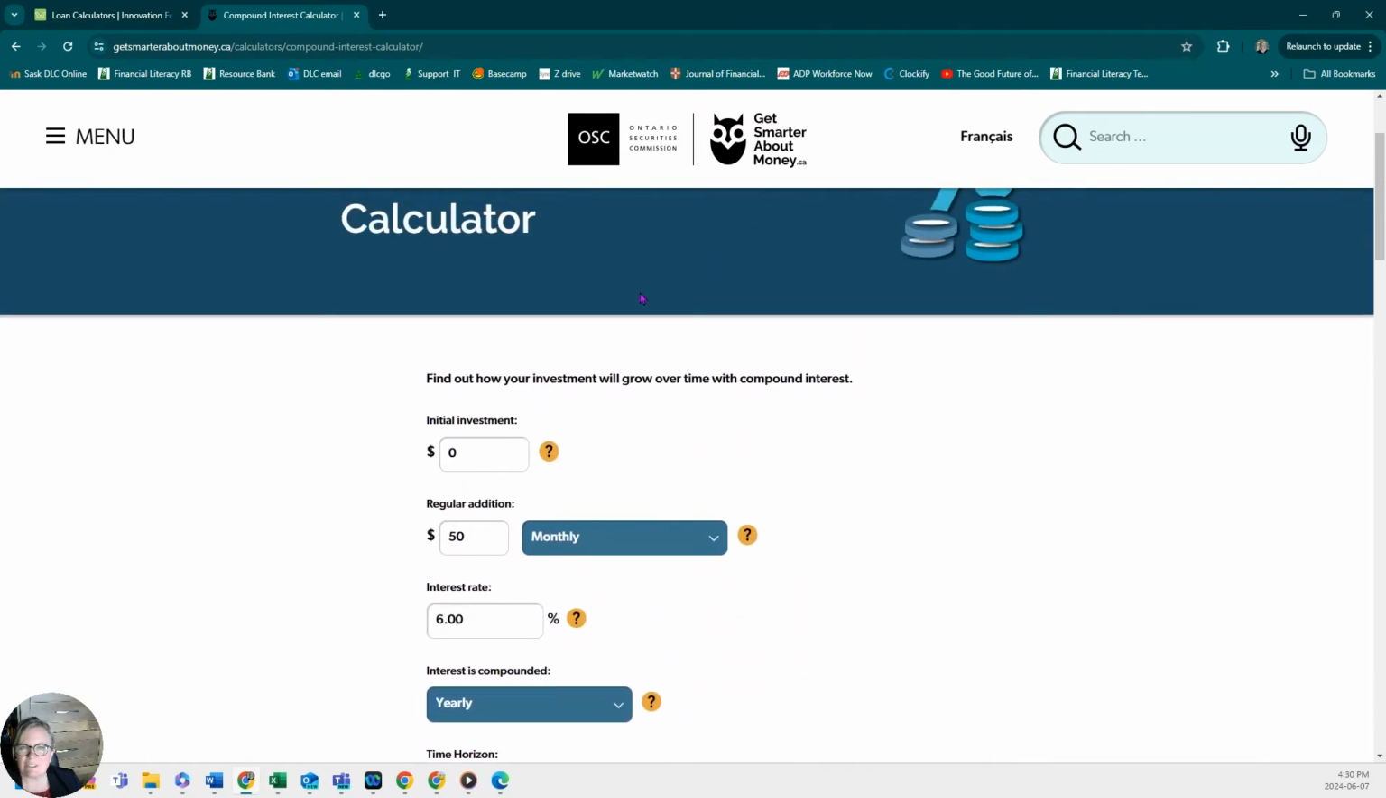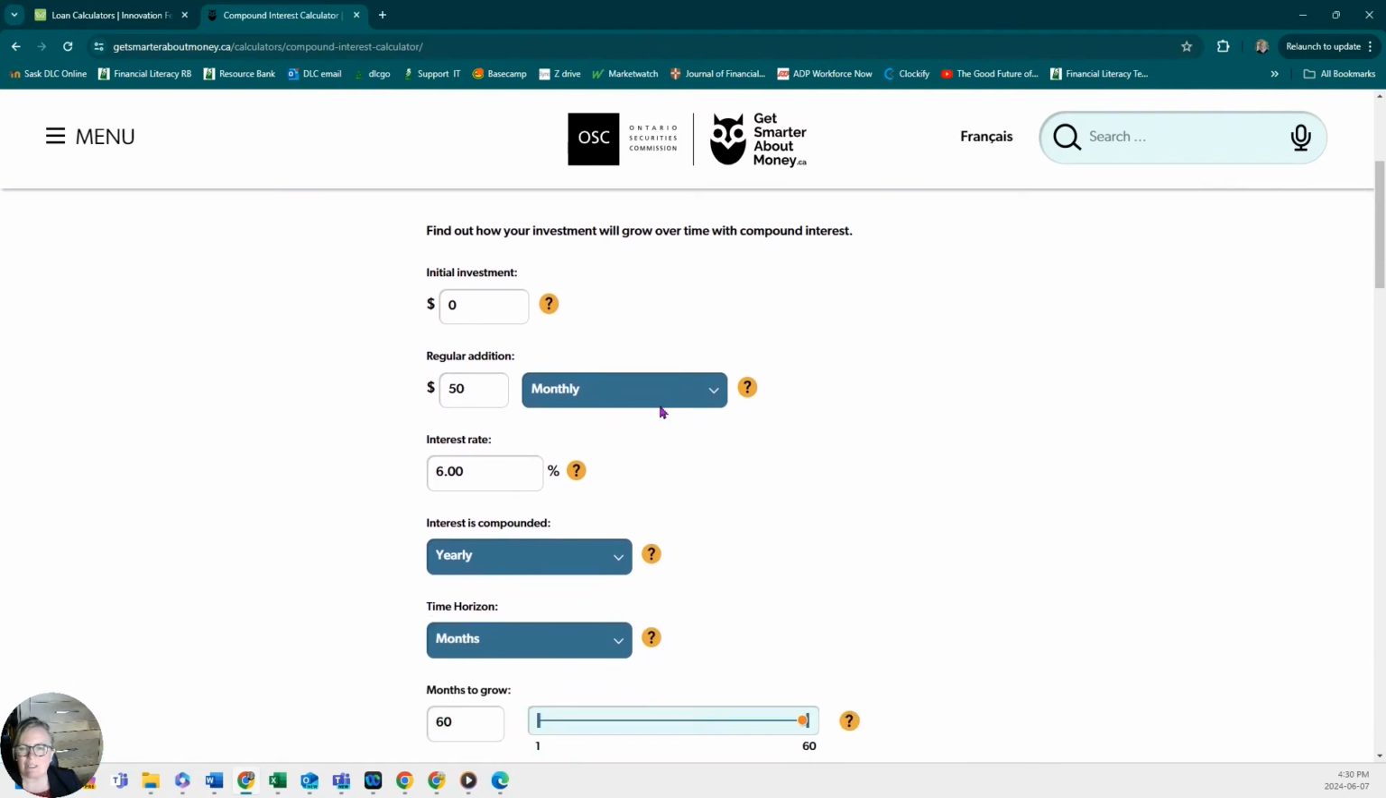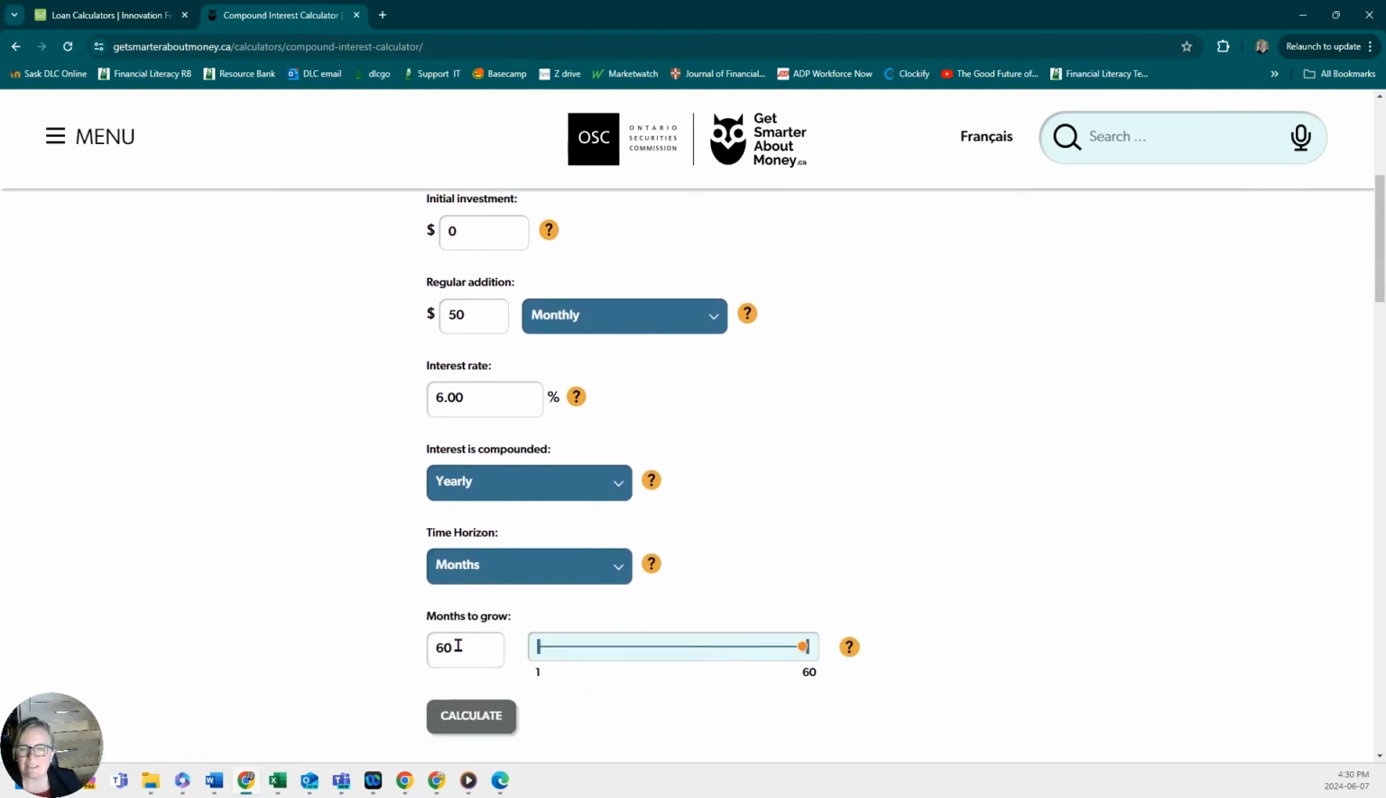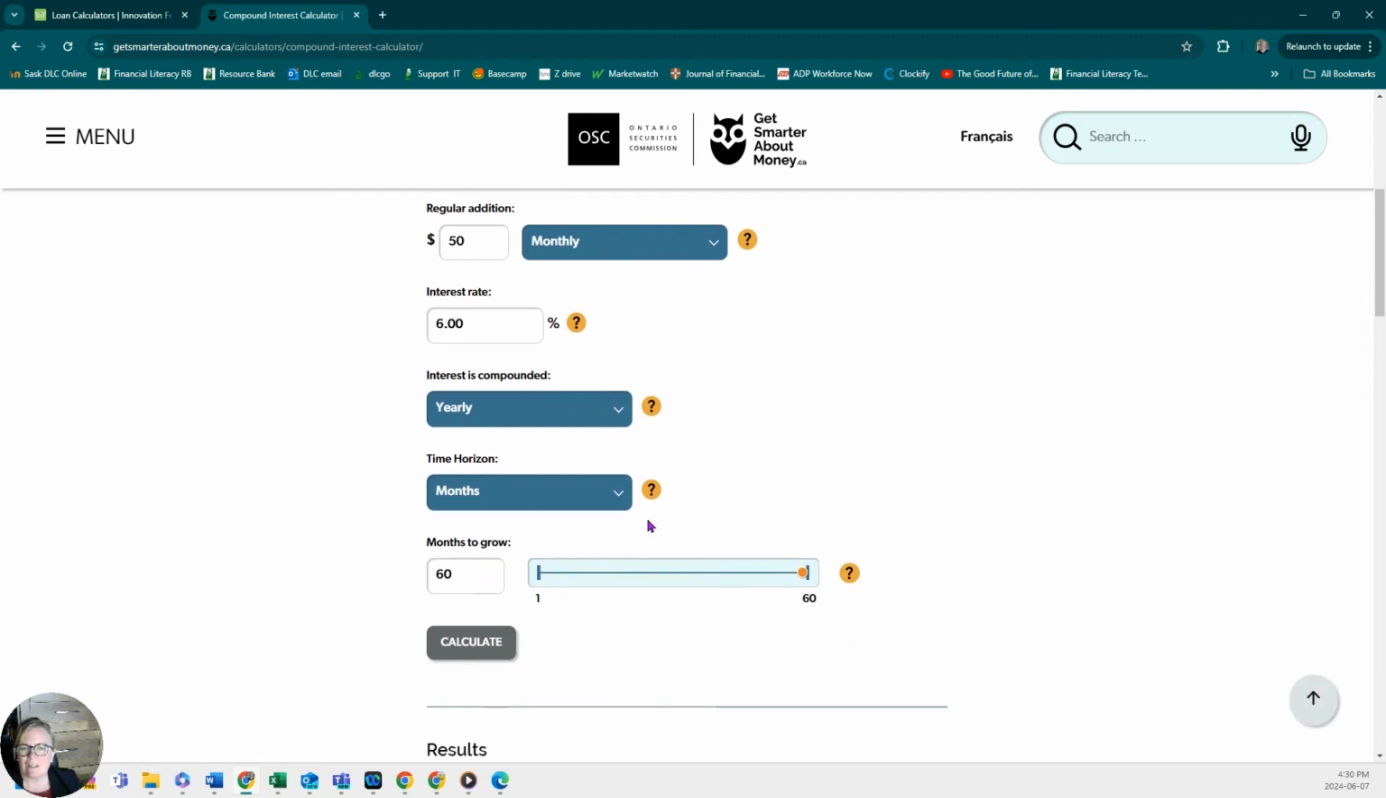This is one I suggest. There's a whole bunch out there. Try to find one that meets your needs, whether you're trying to find future value, which we are in this one. Sometimes people want to know how much time would it take me to grow an investment.